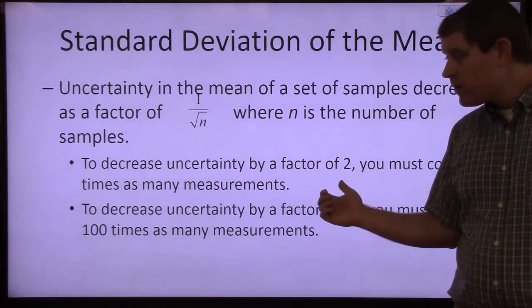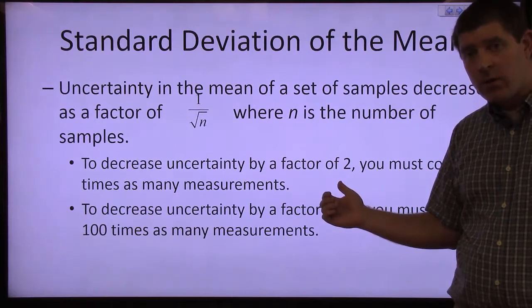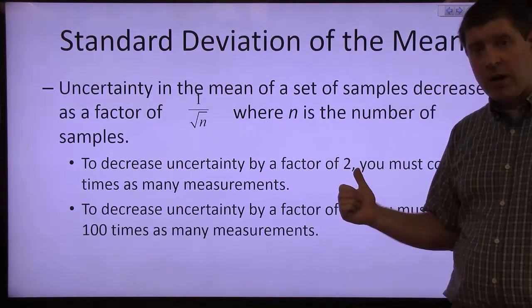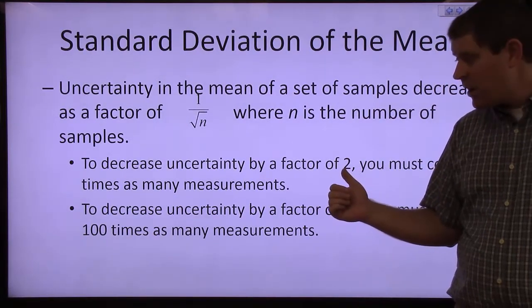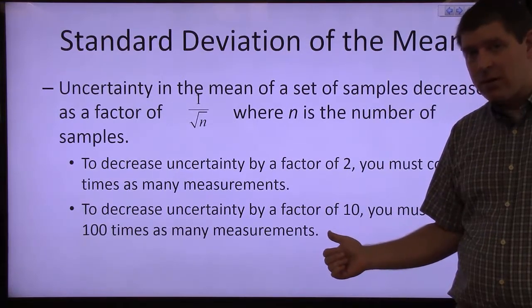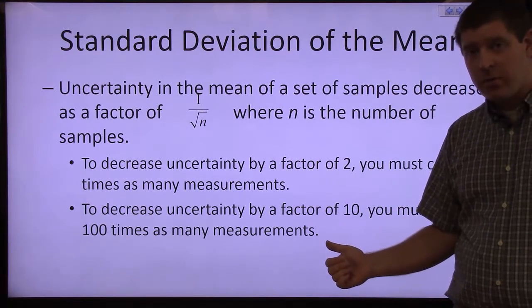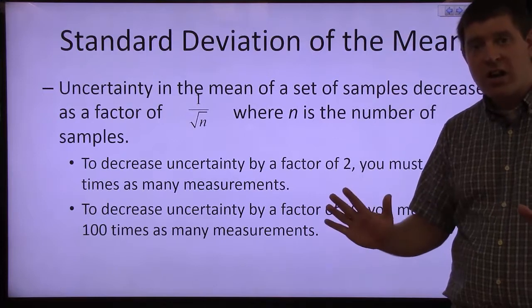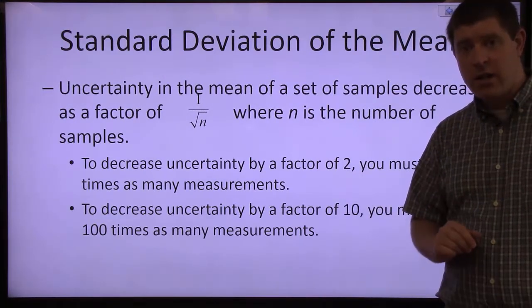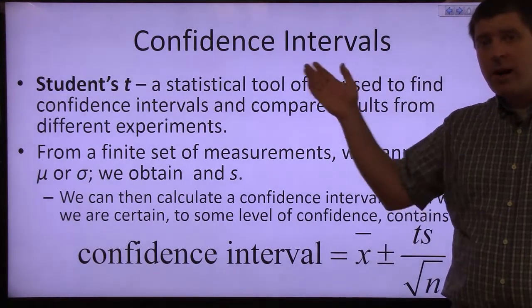It's worthwhile to be twice as certain in our value to take 4 times as many measurements in most cases. But it might not be worthwhile to take 100 times as many measurements. And so at a certain point, you go, good enough. We're confident enough in our value. So now let's talk about confidence intervals.